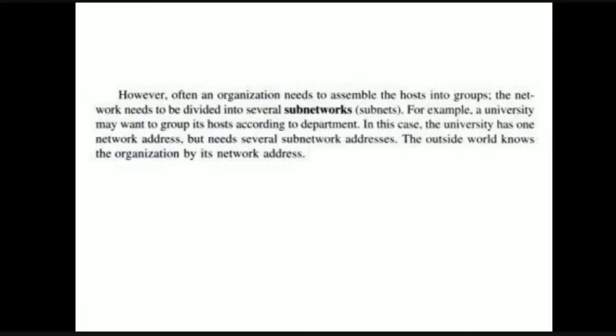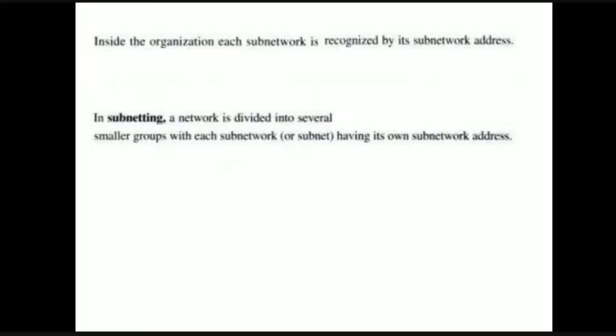So outside packets come to that address only. But after coming to that address, as we have divided the single big network into subnetworks, now we have subnetwork IDs so that a particular packet can reach a particular host or computer. We shall see how this is happening in our discussion. So inside the organization, the subnetwork is recognized with the help of the subnetwork address.